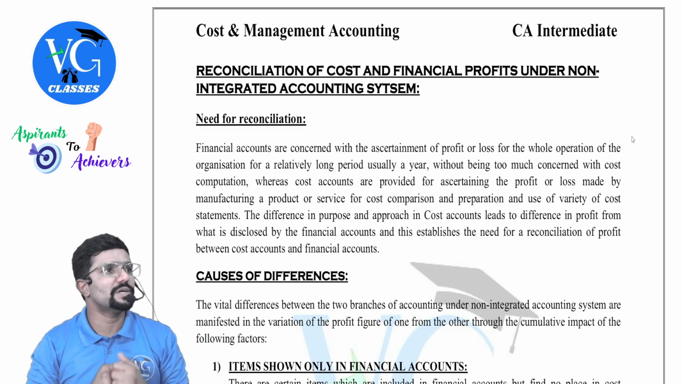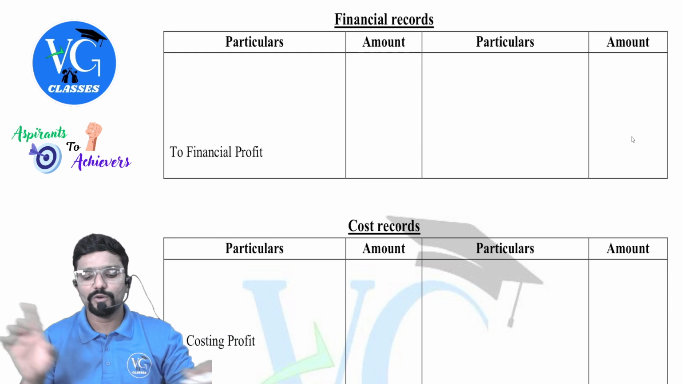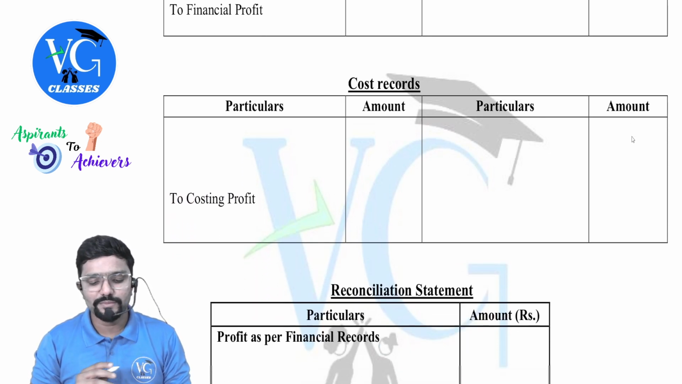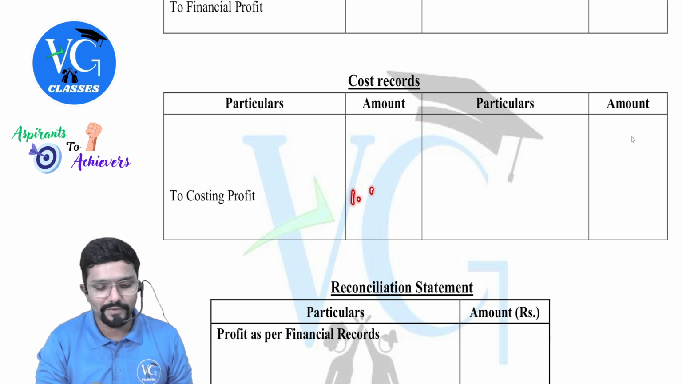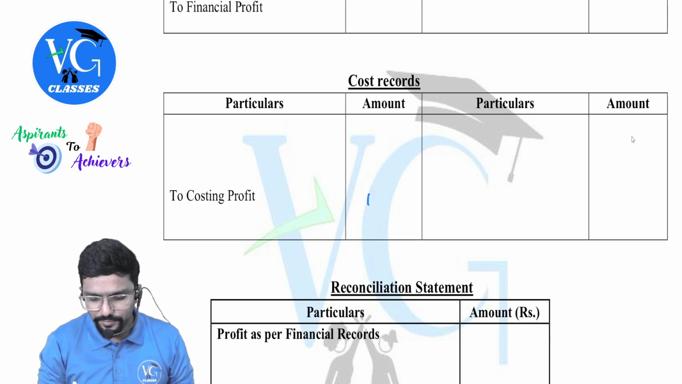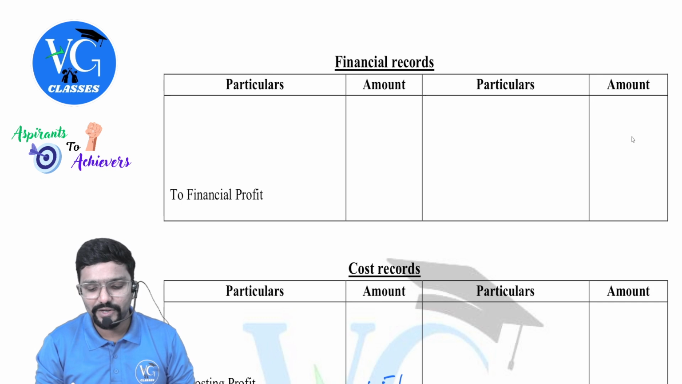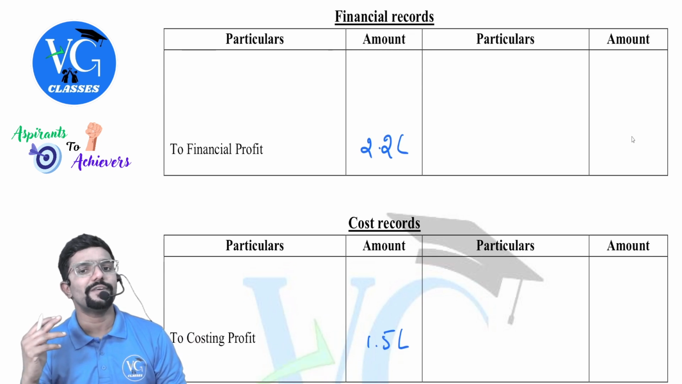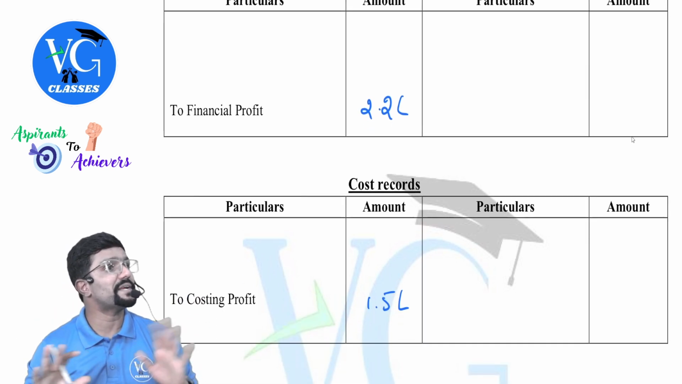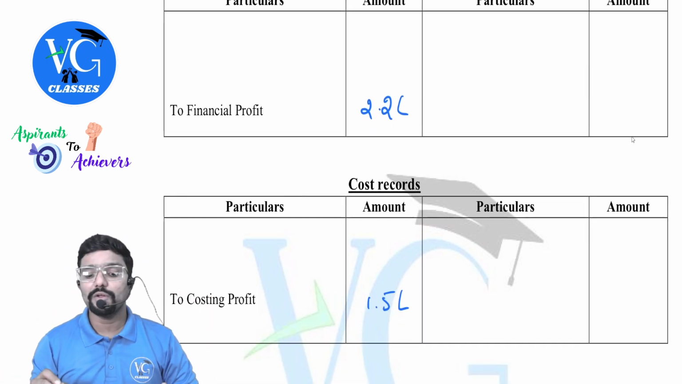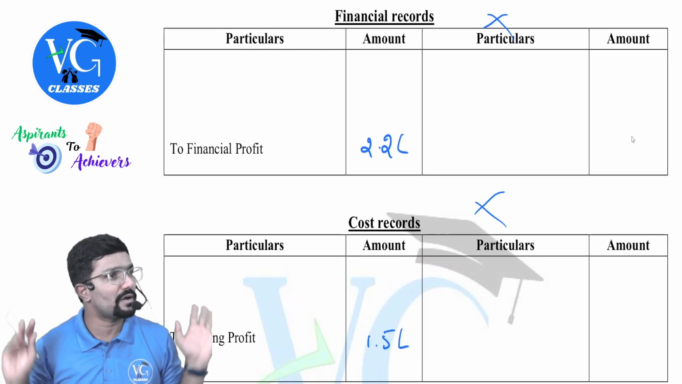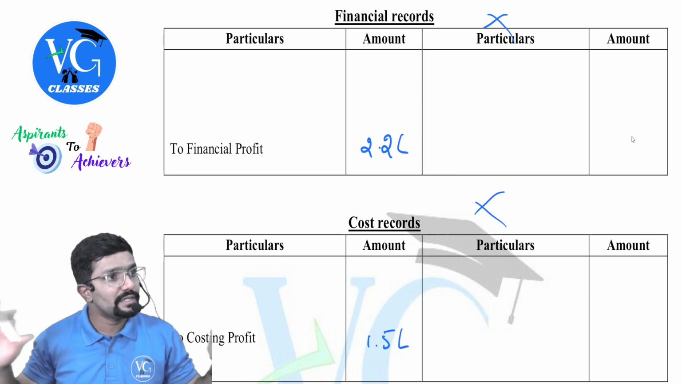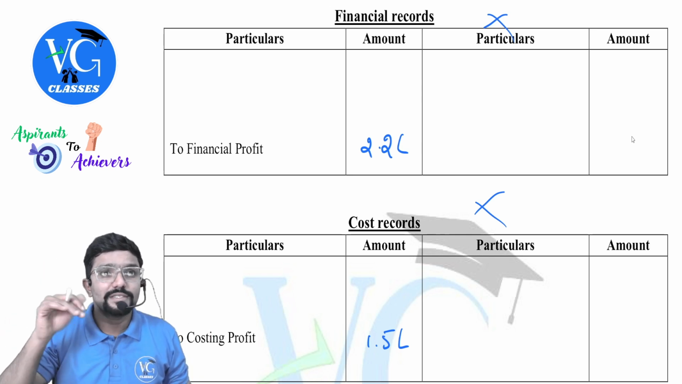As per my costing books, assume I have closed my books, the profit is 1.5 lakh. As per my financial books, it is 2.2 lakh. Now I need to identify the reason for it and prepare a reconciliation statement. I will not do any alteration for these records. I will not do any crossing or change the amounts.